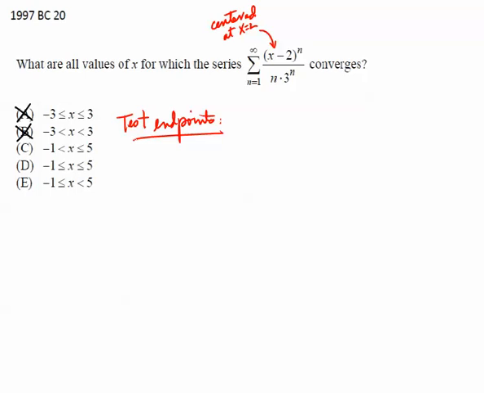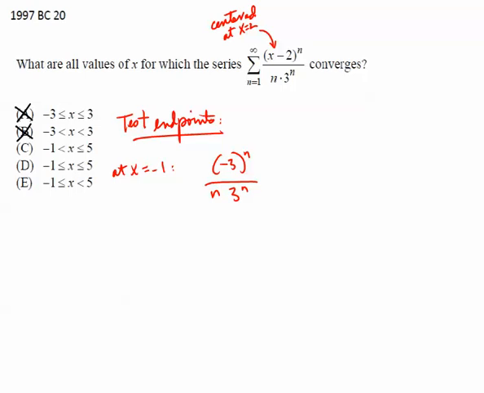And to test the endpoints, we're simply going to plug the endpoints in and look at either the general term or the first few terms of the series to see whether we can identify what type of series it is and whether it converges or not. So when we plug in negative 1 there, we're going to get a negative 3. So at x is equal to negative 1, we're going to end up with negative 3 to the n over n times 3 to the n.